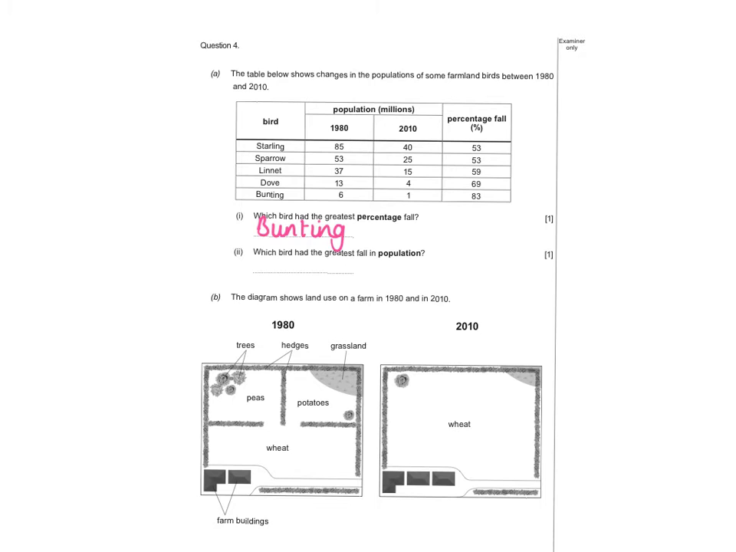Then we've got which bird had the greatest fall in population. So we need to be looking now at here. So this went down 45. This one goes down 28. This one goes down 15, 22. So our highest one with the biggest population fall is our starling.